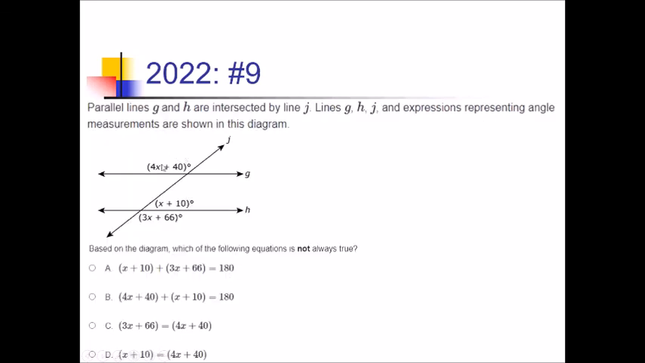On this problem, we have some intersecting lines here, a transversal going through some parallel lines, and we've got a whole bunch of angles represented. We want to see, based on this diagram, which of these equations is not always true. So taking a look at one of these at a time, we have x plus 10 and 3x plus 66. If we add those, we get 180. So on our diagram, that's these two angles right here. Now these form a linear pair, and we know that a linear pair always adds up to 180. They're supplementary. So this is always going to be true. So that's not the answer we want because we want the one that's not always true.